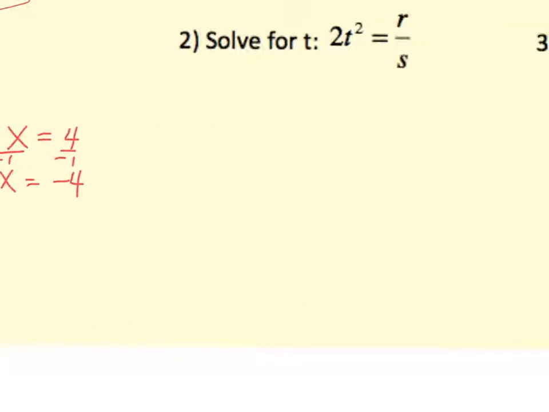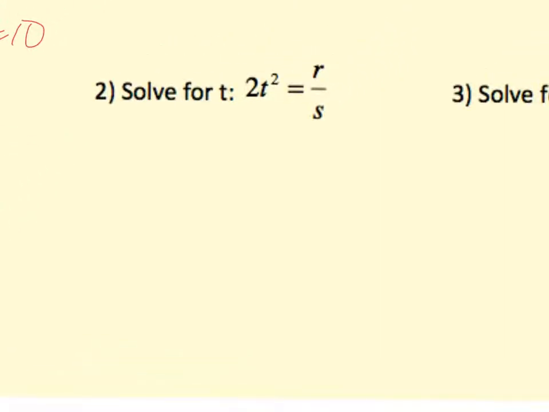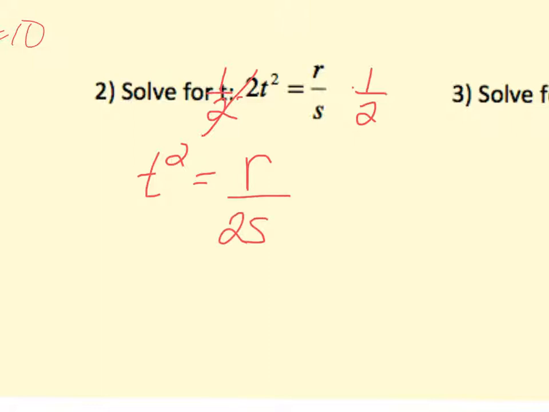Let's go over to number 2. We want to solve for t, so we want to get at this variable. Just like before, I want to get rid of this 2, so I can either divide by 2 or, how I like to look at this, since I've got so many variables and so many fractions sometimes, I want to multiply by the reciprocal. It just helps me keep my fractions in line. So now this 2 is gone, and I'm left with t squared equals r over 2s. You can see how that was easy, multiplying straight across.